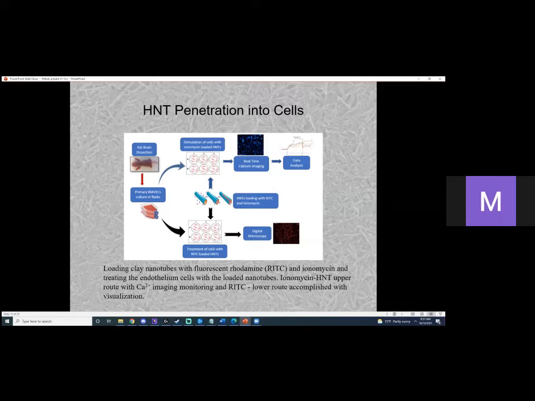And then we placed them in cell culture plates with media where we stimulated them with two different types of loaded halloysite. We loaded one with RITC, which is a red type of dye, and we loaded another with ionomycin, which is a calcium ionophore, which is also used for anti-cancer treatments. And we had good results with both of them, and we analyzed the data, and I will be showing you that here in the next few slides.